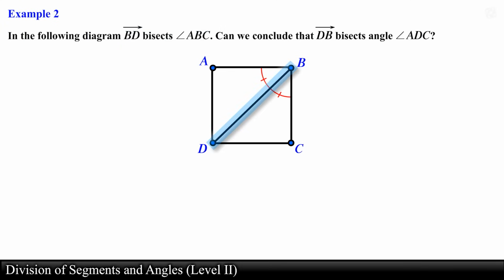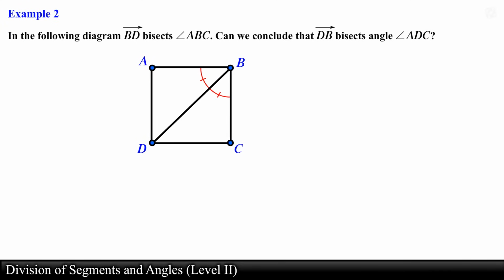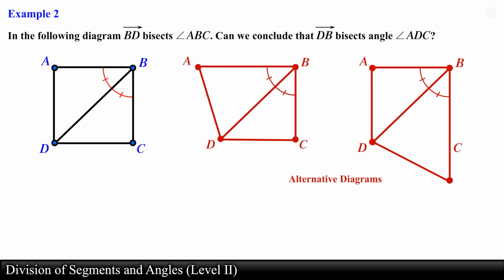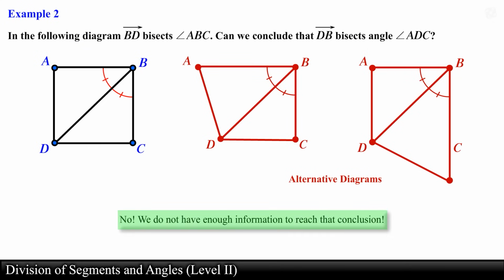Now, just because it looks like ray DB is a bisector of angle ADC does not mean that it is. We cannot assume this from the diagram. We need to determine this with the given information. Notice that segments AD, DC, CB, and BA may or may not be the same length. We have no way of determining this, so the angle may or may not be bisected by ray DB. So in the end, we do not have enough information to reach that conclusion. Okay, let's take a look at the next example.